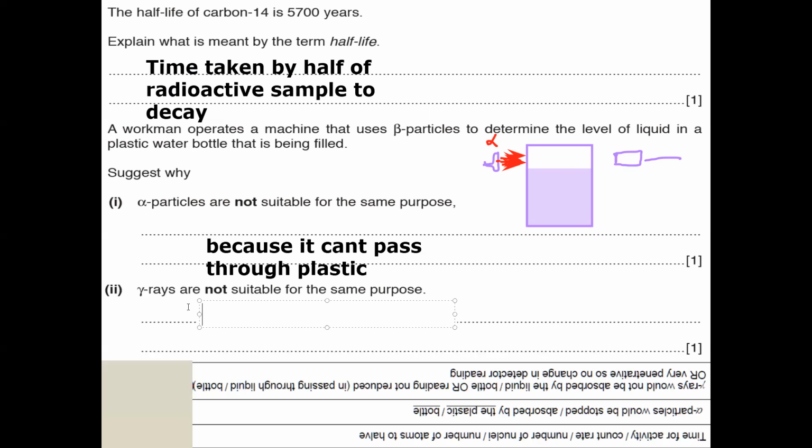Gamma radiation can be stopped only by thick aluminum or thick lead. So even if the water level is up or down, that makes no difference to the gamma, because gamma radiation has higher penetration, so it can pass easily. So why is gamma not suitable? Because gamma cannot be stopped by plastic, paper or a liquid. That's why.